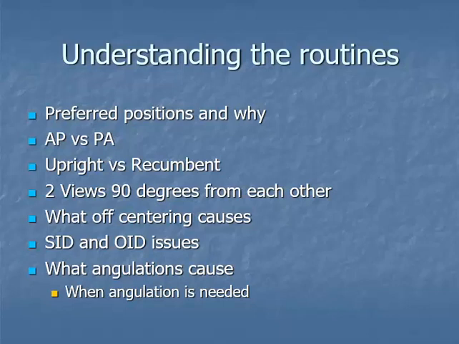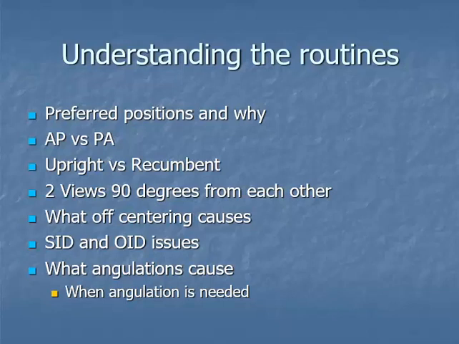What do we do two views 90 degrees from each other? That would be so that we have depth perception. With x-rays, all we get is a single, well, 2 dimensions. We get length and width, but we don't get any kind of depth. So 2 views 90 degrees from each other gives us some degree of depth perception.